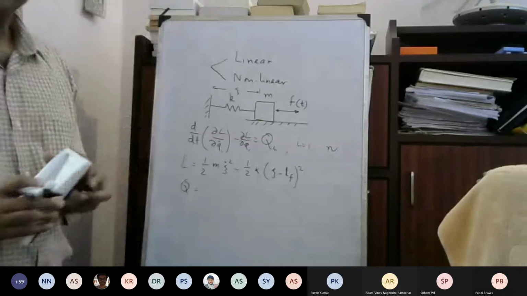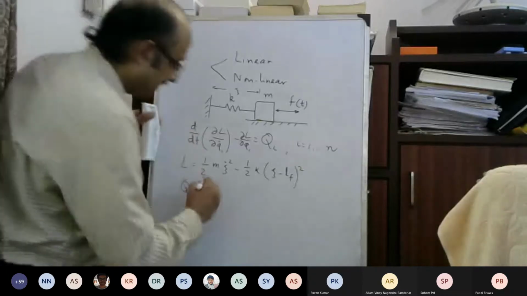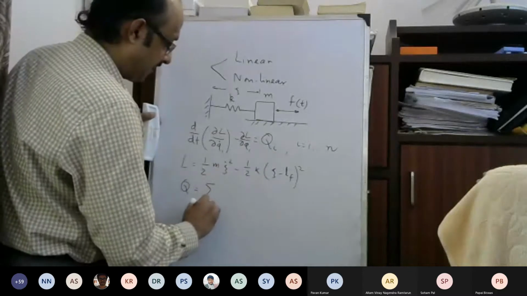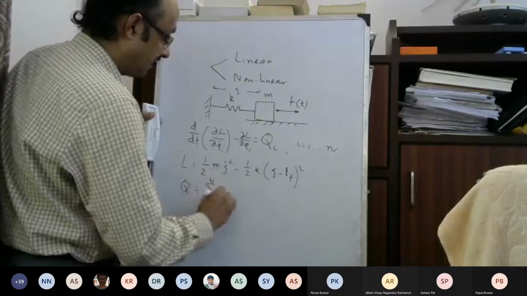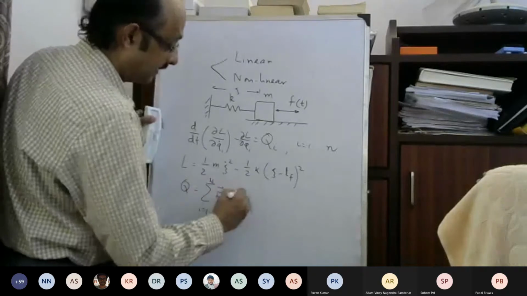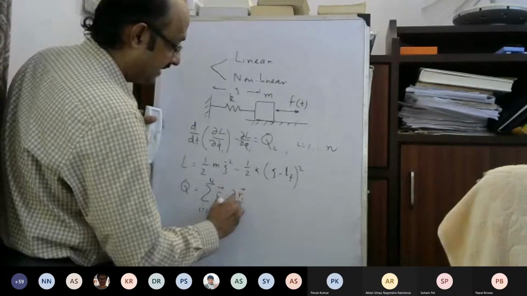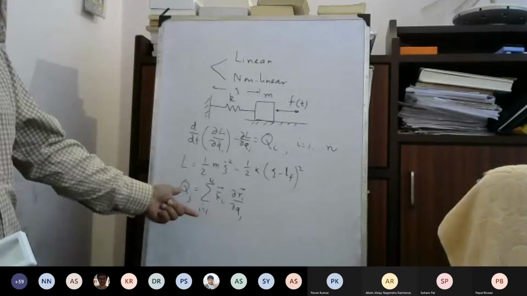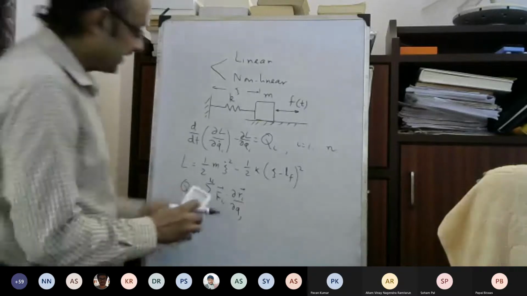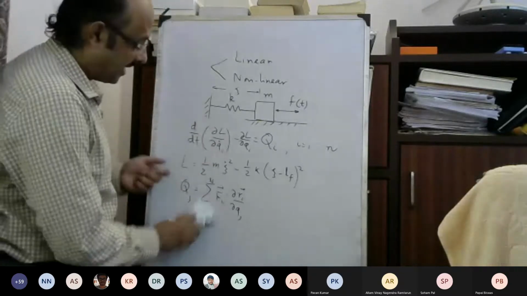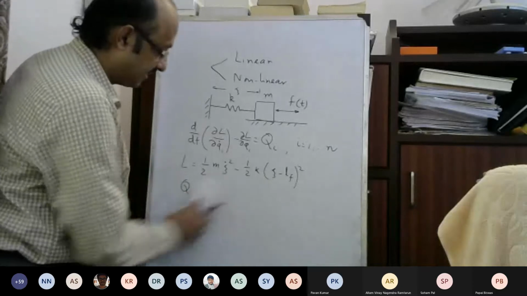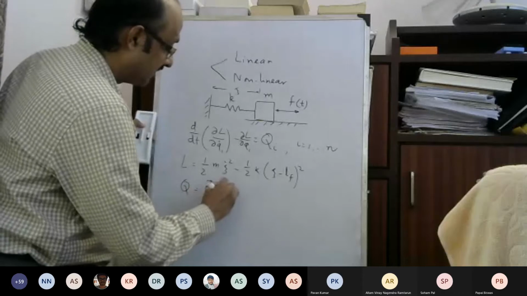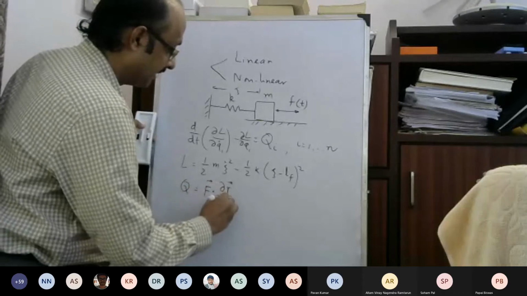The generalized force. By definition, for all particles i equal to 1 to n, Q_j is the sum of F_i dot del r_i del q_j. So this is the definition of Q_j. Now in this case, there is a single particle, so the summation is not needed. So this will be F dot del r del zeta.